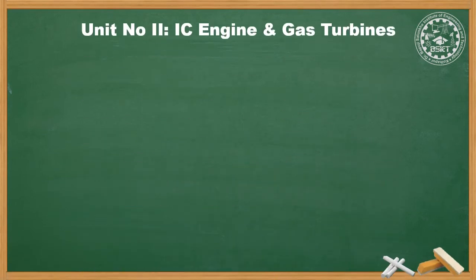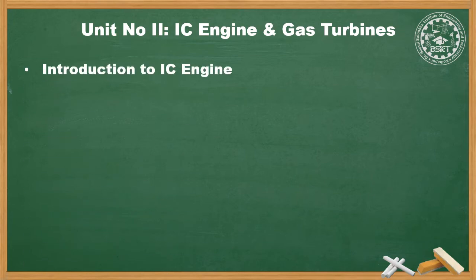Starting with IC engines and gas turbine. Introduction to IC engine. The device which uses chemical energy of fuel and converts it into thermal energy to perform some mechanical useful work is known as heat engine. The engine in which combustion of fuel takes place inside the cylinder is known as internal combustion engine or IC engine. The IC engine working fluid is a product of combustion of air fuel mixture.